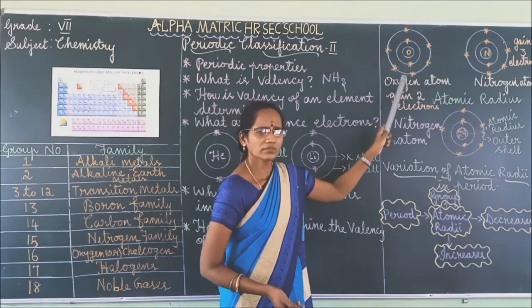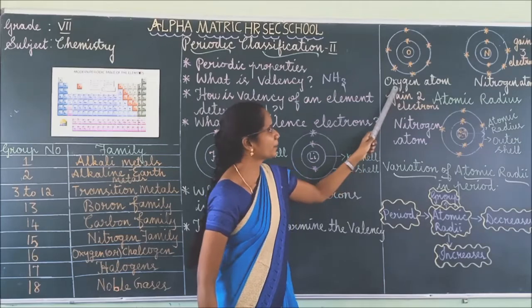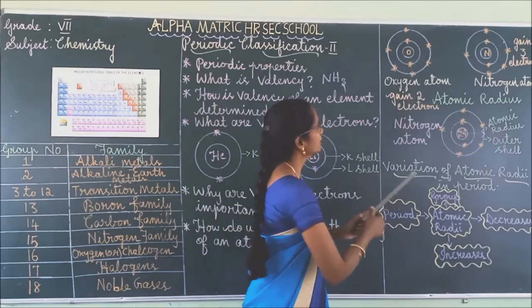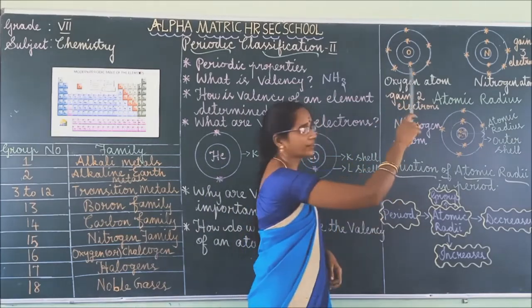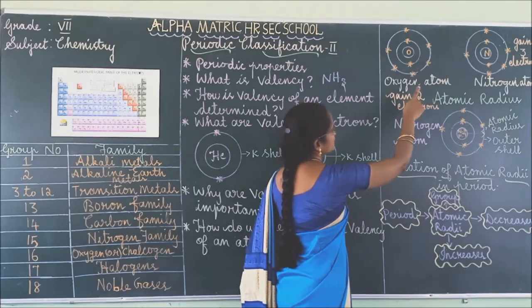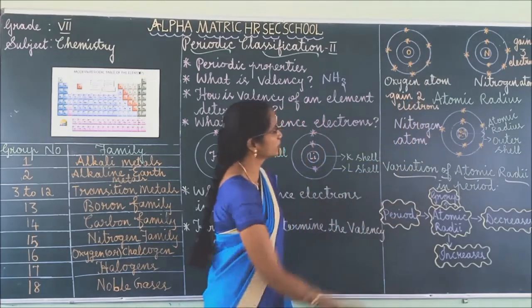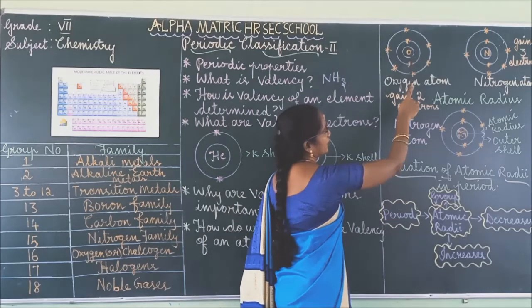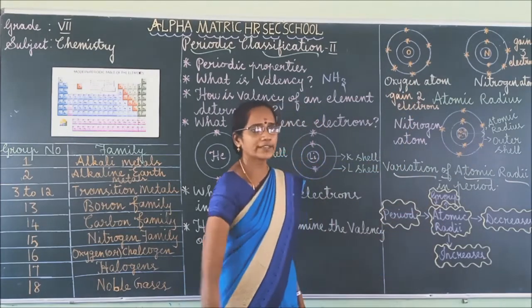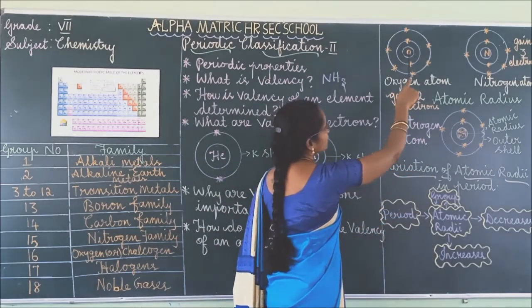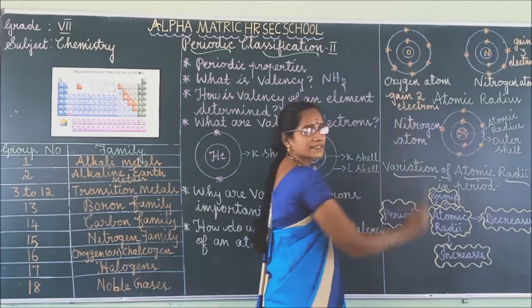Okay, this one we can take as an example. This is the oxygen atom. Here, how many shells are there? This is the first shell, second shell, and 2 shells are there. The interior part is called the nucleus. This is the center part. This is the first shell and this is the second shell.